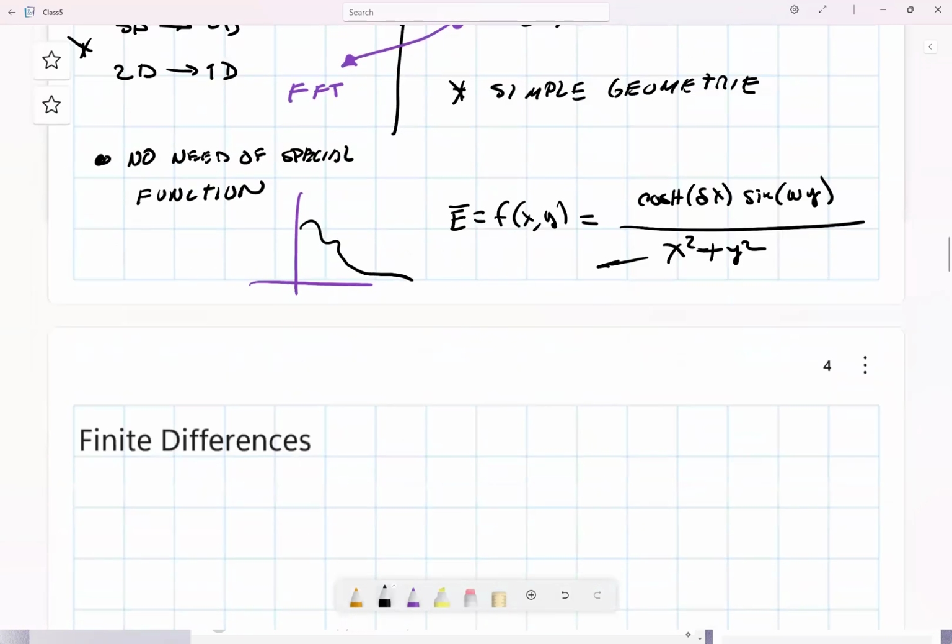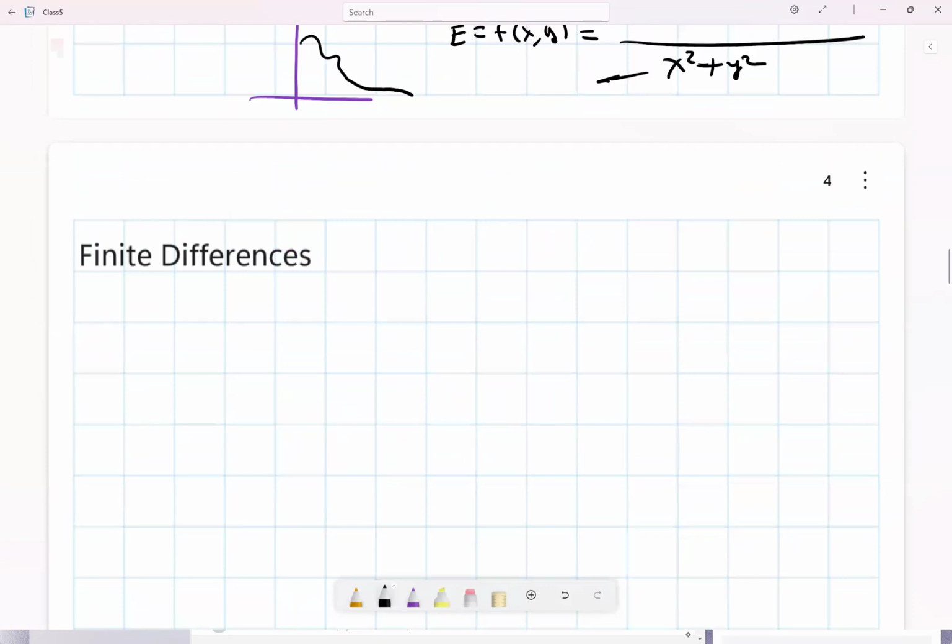So these analytical solutions and transforms are great. Finite differences is, I think, the best you can do if you don't have access to a finite elements program. Finite differences are very simple to understand, right?